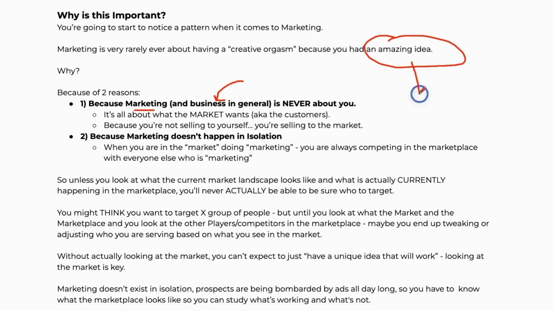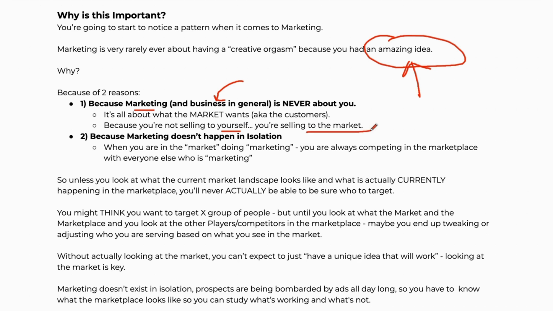Even though you might think you have an amazing idea, how the heck do you know if your idea is amazing? How do you know if the pain that you solve is accurate? How do you know if the paradise that you're taking your potential customers to is accurate? How do you know that the people you want to target actually want what you want if you're not looking at the market? Because you're not selling to yourself, you're selling to the market. That's why you always need to know what is happening in the market.